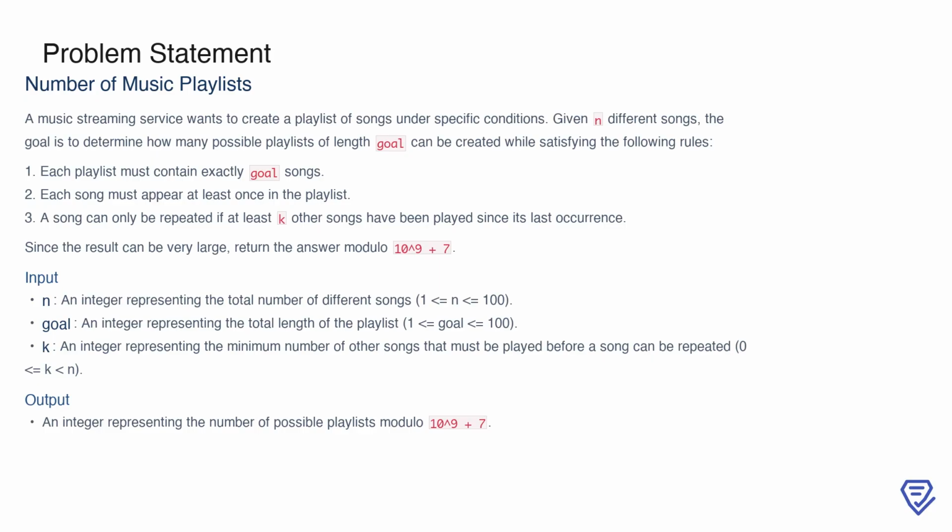The input includes three parameters: n, representing the total number of songs, goal, the length of the playlist, and k, the minimum number of songs that must intervene before a song can be repeated. The output is a single integer representing the number of valid playlists that can be created under these constraints.